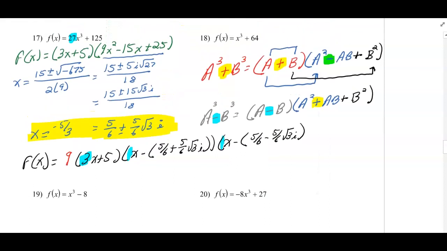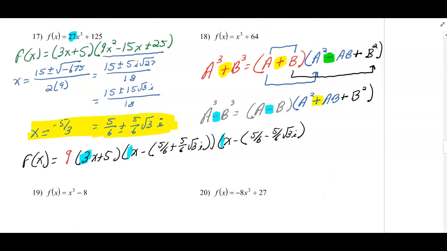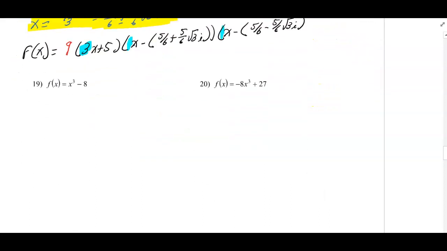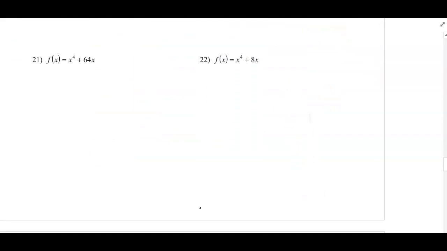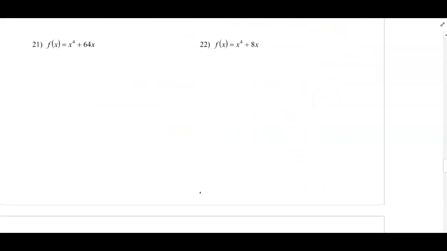You can practice any of these problems here. They're all sum and difference of cubes. Number 21 and 22 are quartics. It goes back to the earlier idea that you can factor out the x, and then you get x cubed plus 64. At this point you should recognize, oh, this is a sum of cubes, so now it's the same as the earlier problem. So you can practice these.